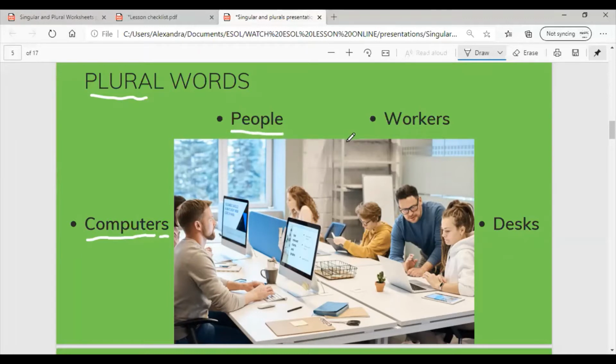People. So instead of person, if there was just one person, we would say person, but because there's lots of people, we would write it as the plural word, people. Workers, instead of just one worker, there's more than one worker, so we have this S on the end, which tells us it's a plural and that there's more than one worker there. And there's more than one desk. There's about 4 or 5 to my count, and this S on the end tells us that there are multiple desks, and so that is the plural, where there is more than one.